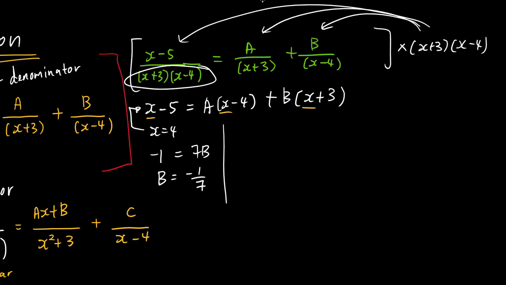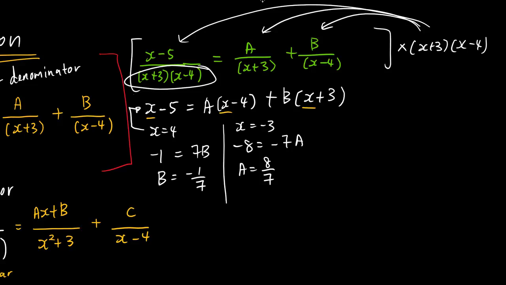Then the next thing is I want to make this bracket 0, right? I will make x equal to negative 3. Negative 3, if I plug in here, I should get negative 8 here. Negative 3 plugged in here, you will actually get 0. So negative 3 plugged in here, you get negative 7a. So my a is basically equal to 8 over 7.